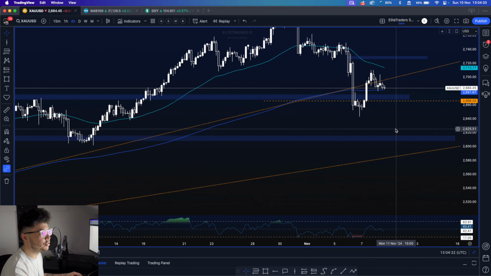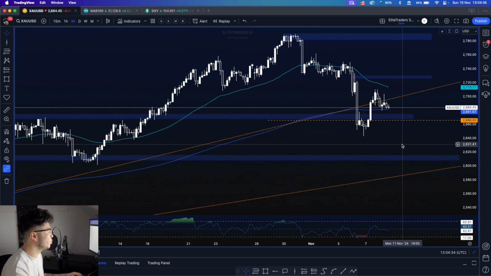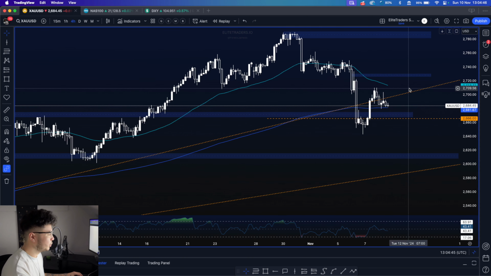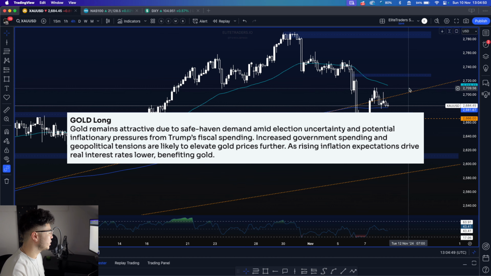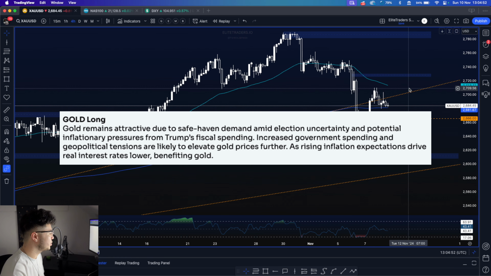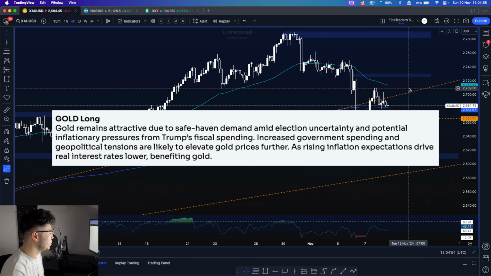We might see that start to unfold possibly in Q1 2025. So I do remain bullish on gold for now. The reason behind that is gold remains attractive due to safe haven demand amid election uncertainty and potential inflationary pressures from Trump's fiscal spending.